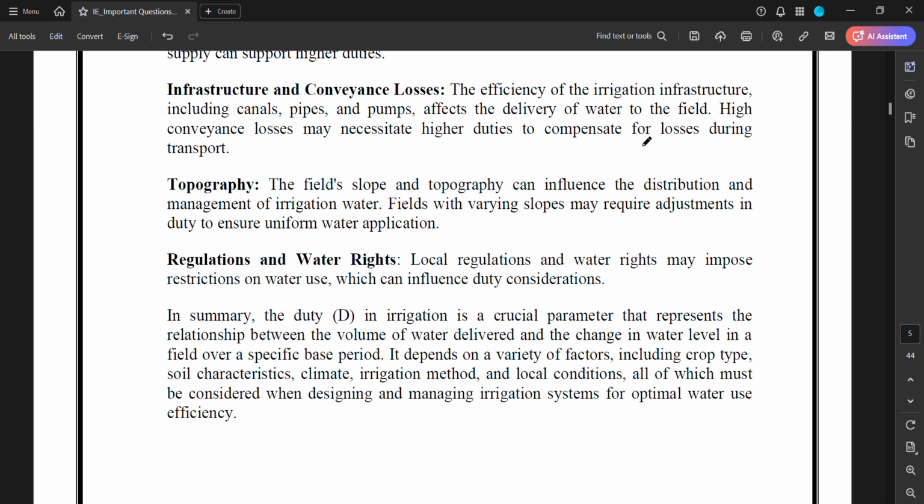In summary, the duty in irrigation is a crucial parameter that represents the relationship between the volume of water delivered and the change in water level in a field over a specific base period. It depends on a variety of factors including crop type, soil characteristics, climate, irrigation methods, and local conditions, all of which must be considered when designing and managing irrigation systems for optimal water use efficiency.